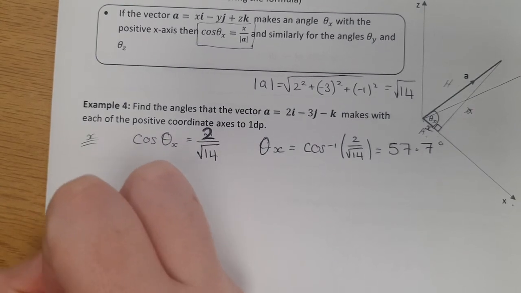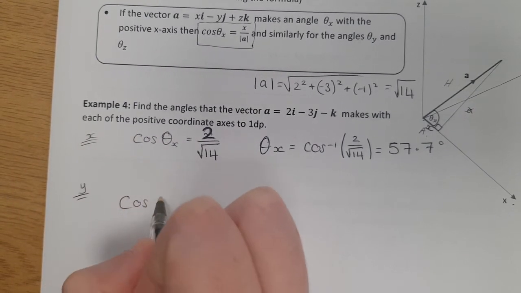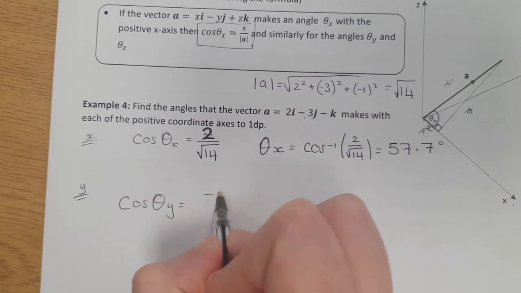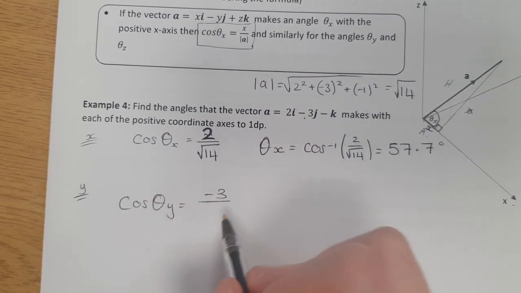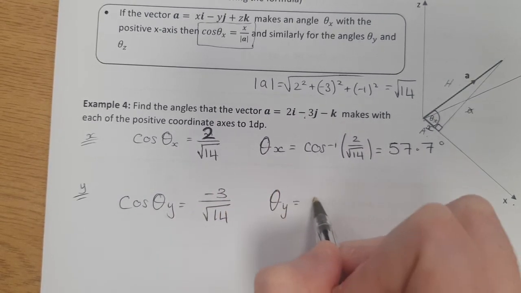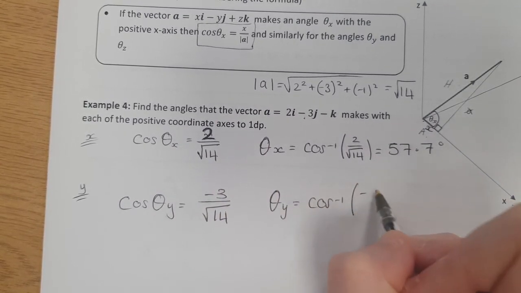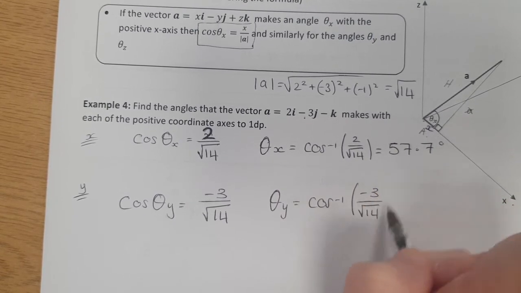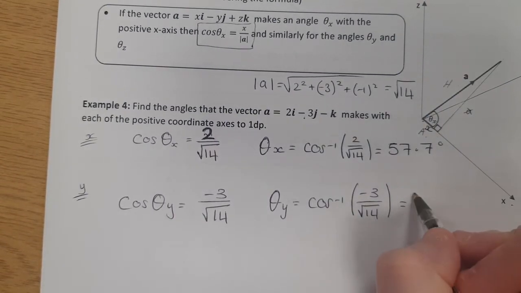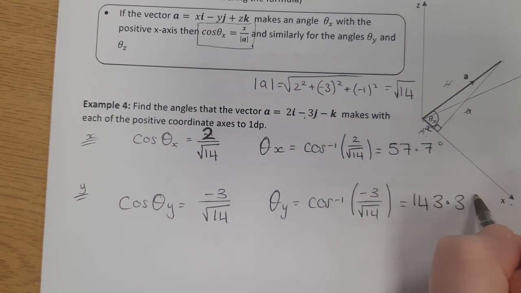Okay, you can do exactly the same with y. You'd get cos theta y is your y terms minus 3. So I get minus 3 over root 14. So your angle at y is cos to the minus 1 of minus 3 over root 14. That gives us 143.3 degrees.